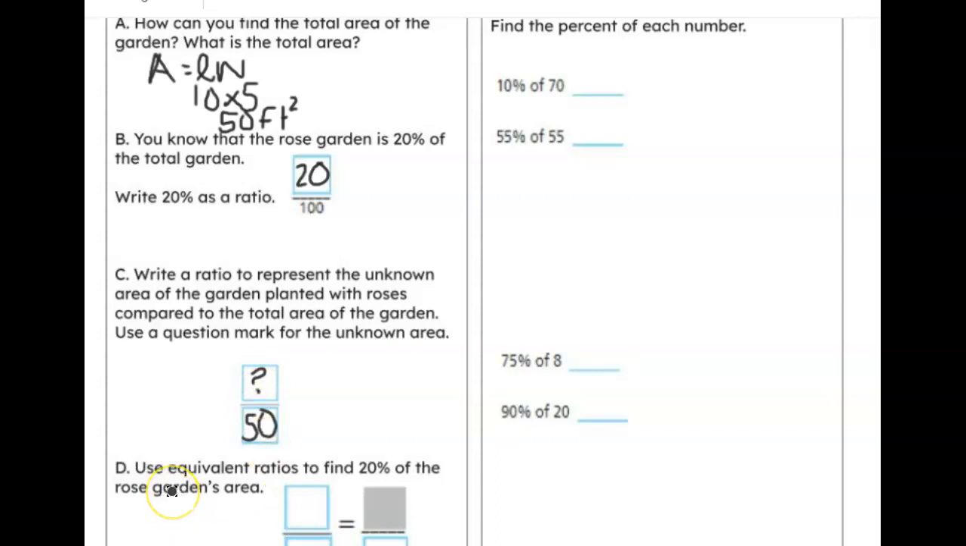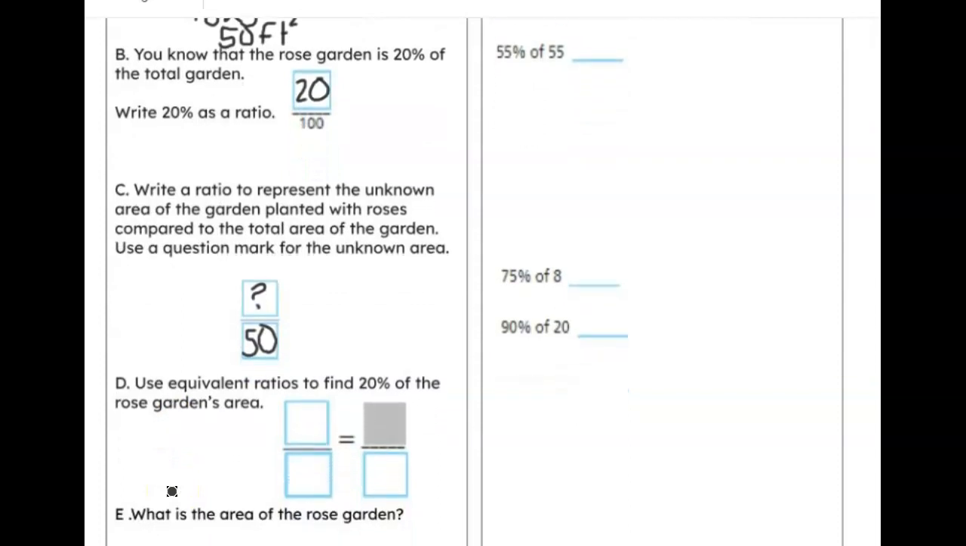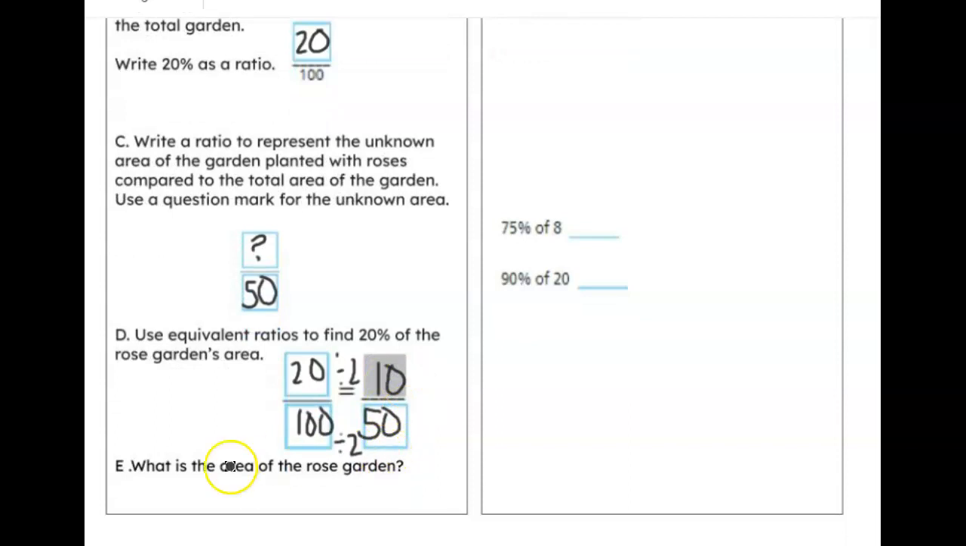And then let's look at D. Use equivalent ratios to find 20% of the rose garden. So I'm going to take my 20 over 100. I'm going to bring it down. On this side, I'm going to write 50. You guys know to get from 100 to 50, I'm dividing by 2. I'll divide by 2 on top, and I get 10. So 10 feet squared.